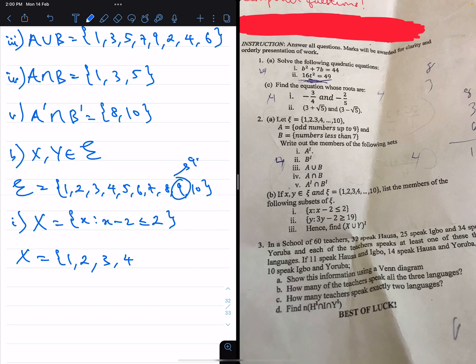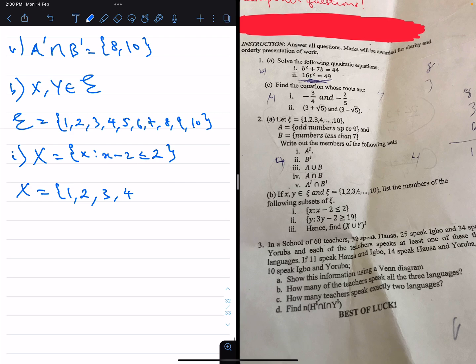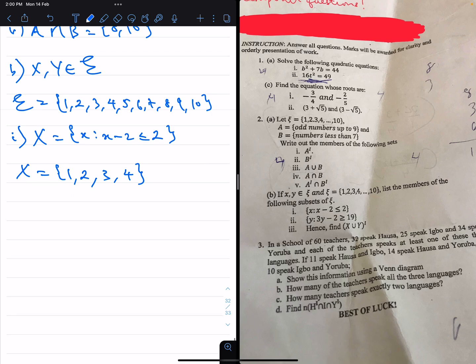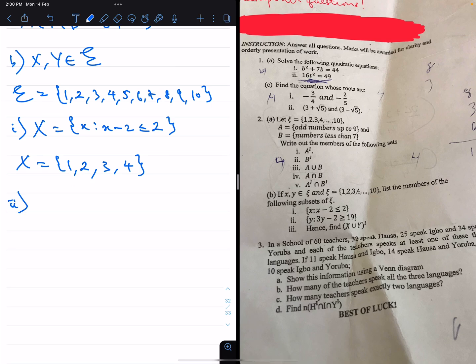9 minus 2 is equal to 7. The result 7 does not satisfy the condition less than 2 or equal to 2. So that means 9 is not a member of the set X. Now to 10. 10 minus 2 is equal to 8. And 8 doesn't satisfy the condition less than 2 or equal to 2. That simply means that 10 is not a member of the set X. So the members of the set X are 1, 2, 3, 4.